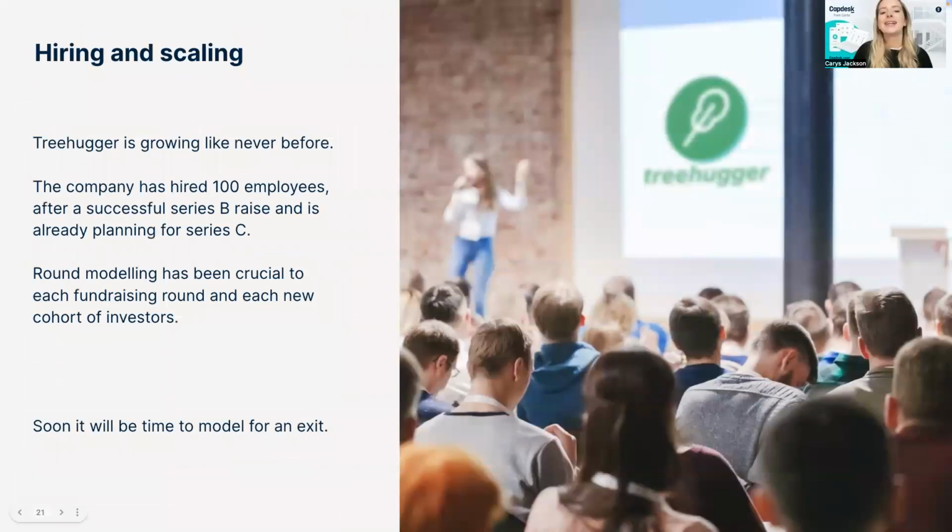So let's shoot a little bit further into the future. So Tree Hugger is hiring, they're growing rapidly. The company's hired 100 employees. They've raised a Series B, they're headed for Series C. Round modeling has been crucial to each funding round, and obviously that new cohort of investors. So now it is time for the exit.